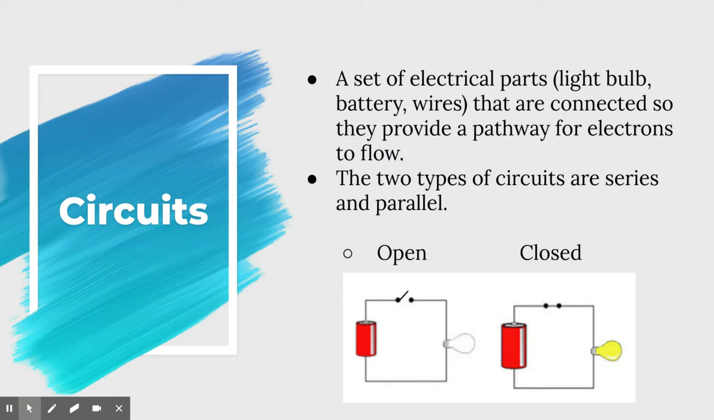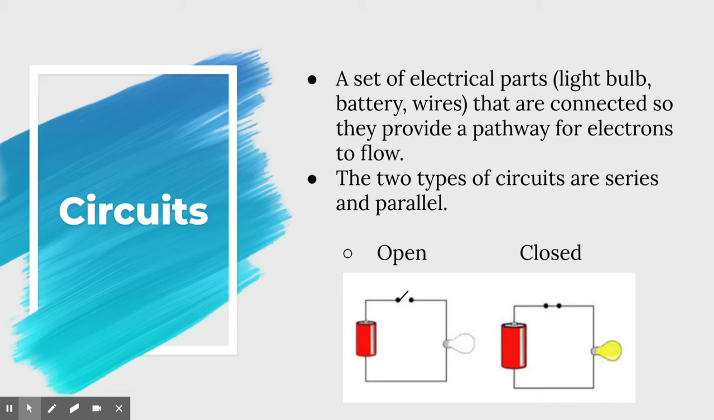Circuits are a set of electrical pathways or electrical parts that are connected to provide a pathway for electrons to flow. So what a circuit really is, is a way for electrons to move from point A to point B and all the way back around. So it's like a circle that they're going to follow. It's really important that there are electrical parts like a light bulb, batteries, and wires, and we'll talk about those in a second. The light bulb, in this case, would provide some resistance in the circuit.